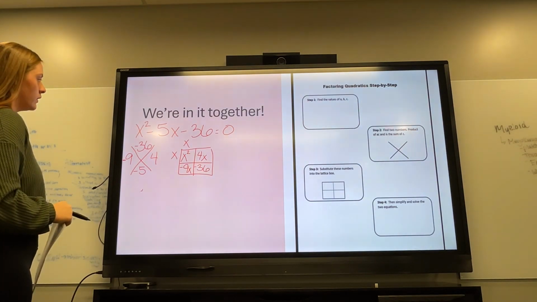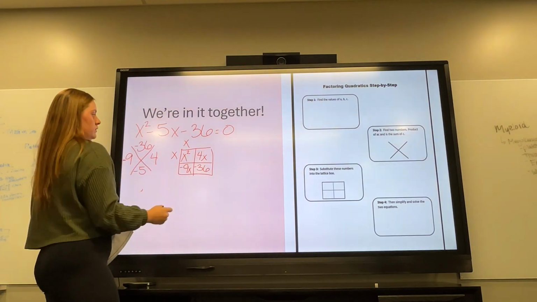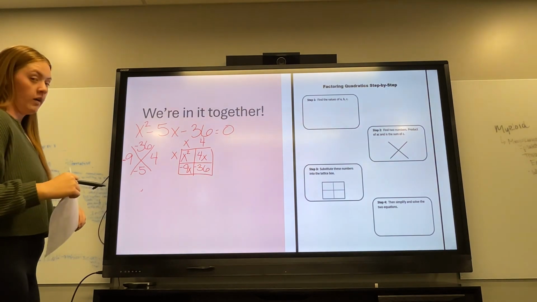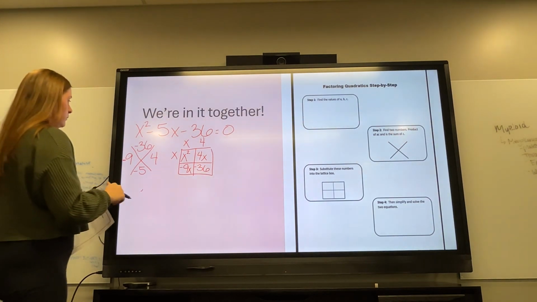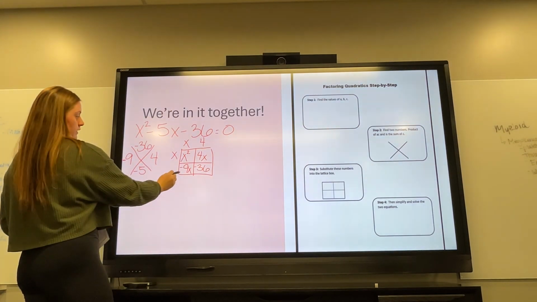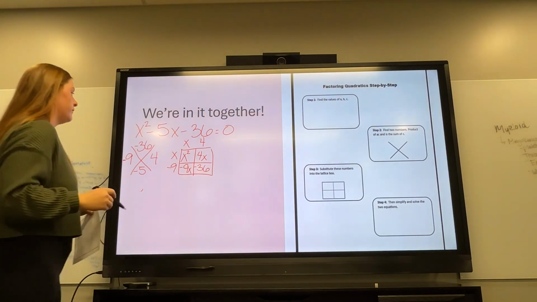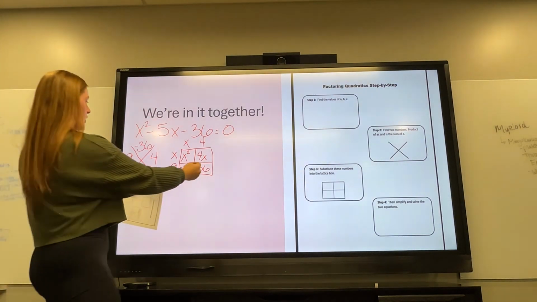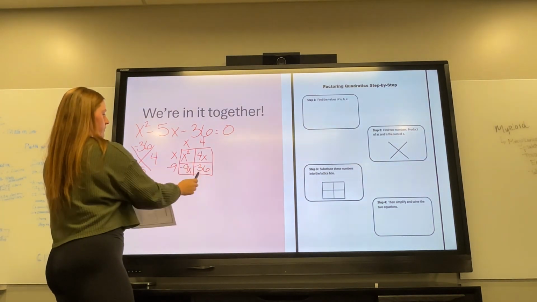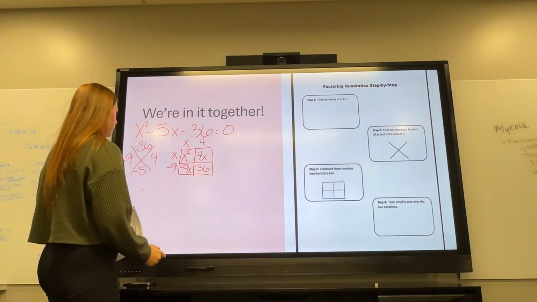So what times x equals 4x? It's 4. 4 times x is 4x. x times what equals negative 9? You should get negative 9. Then we can check this here. 4 times negative 9 is negative 36, so that checks out as well.